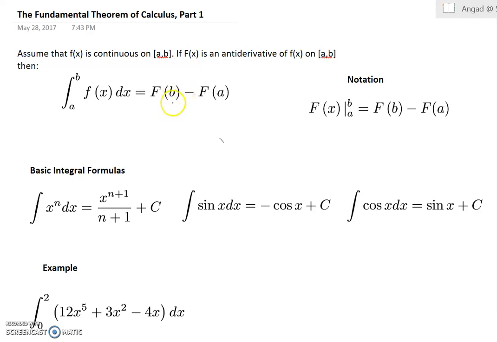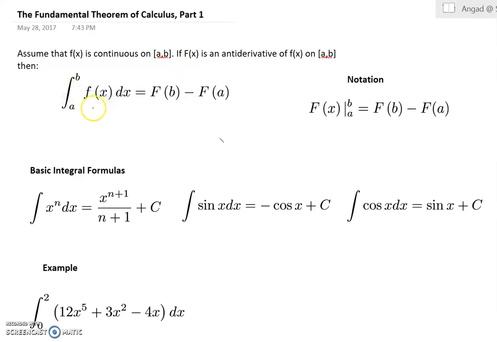And what this formula basically is saying is that the definite integral can be determined by subtracting F of a from F of b. So what this basically means is you plug in both your a and b values into the antiderivative of the function and then subtract F of a from F of b to solve the definite integral. This allows you to find the area under the curve on an interval from a to b quite easily.